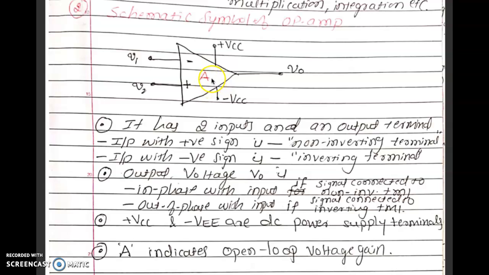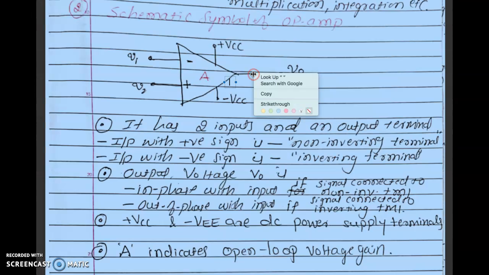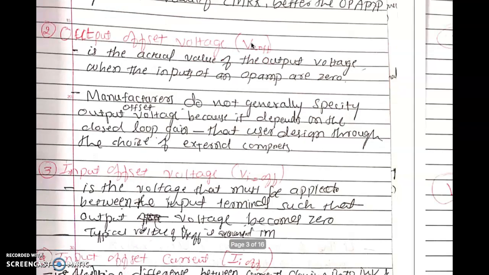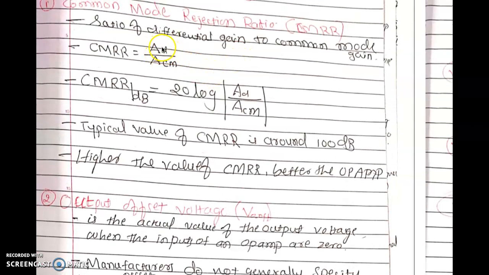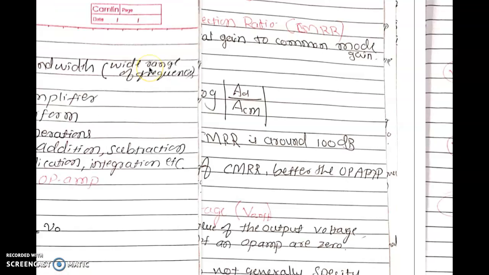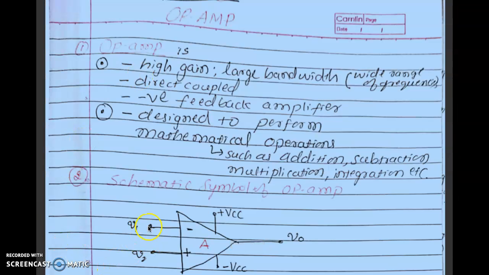AD means the amplification of the difference signal, the difference of the input signals. AD is the differential gain, and it is marked in the next slide. It is the gain when the inputs are taken as differences. Sometimes we connect the same input to V1 and V2, which is common mode. At that time, the gain is referred to as common mode gain.